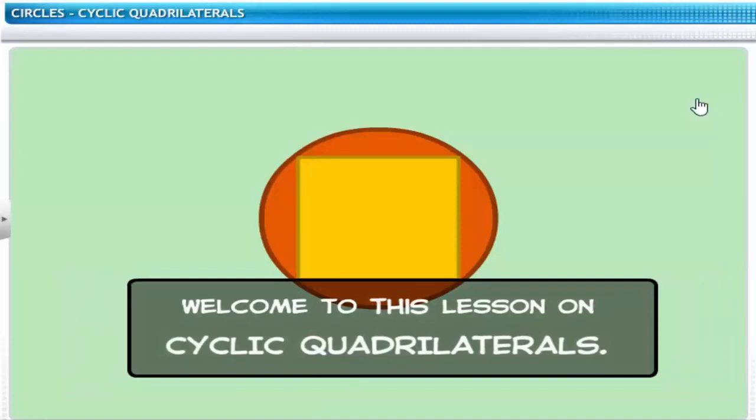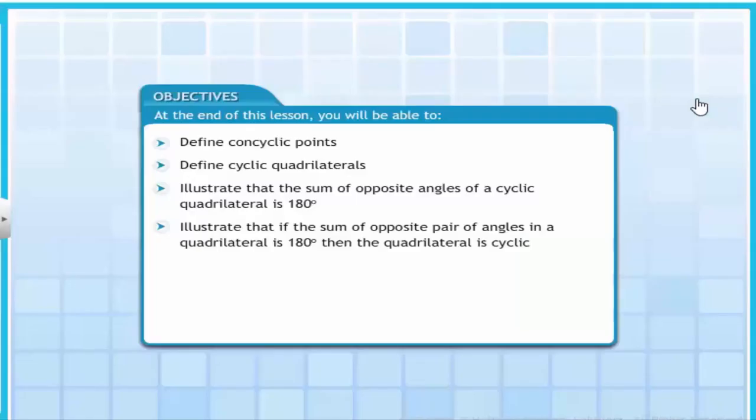Welcome to this lesson on cyclic quadrilaterals. At the end of this lesson, you will be able to define concyclic points and cyclic quadrilaterals. You will be able to illustrate that the sum of opposite angles of a cyclic quadrilateral is 180 degrees. You will also be able to illustrate that if the sum of opposite pair of angles in a quadrilateral is 180 degrees, then the quadrilateral is cyclic.